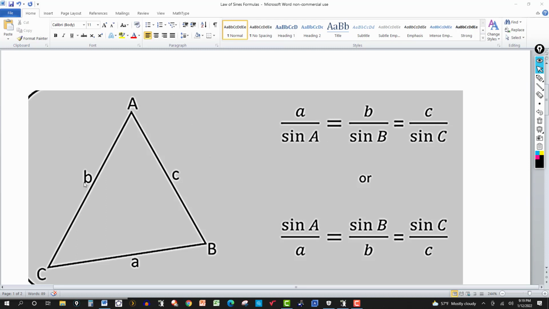Look at this: B and C, that's the included angle A. C and A, B is the included angle. B and A, angle C is the included angle, and so on.